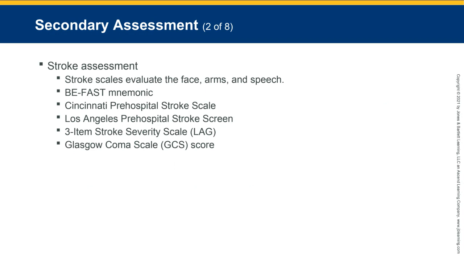For your stroke assessment, there are numerous stroke assessments that can be utilized. So it's going to be based really on your organization. But whichever stroke assessment you utilize, a Glasgow Coma Scale must be a part of it. So stroke scales evaluate face, arms, and speech. You have the BE-FAST mnemonic, spoke about that earlier. You have the Cincinnati Pre-Hospital Stroke Scale, that's a common one. You have the Los Angeles Pre-Hospital Stroke Screen. You have the 3-item Stroke Severity Scale. You have the Glasgow Coma Scale GCS score.